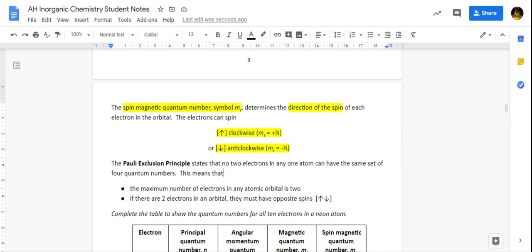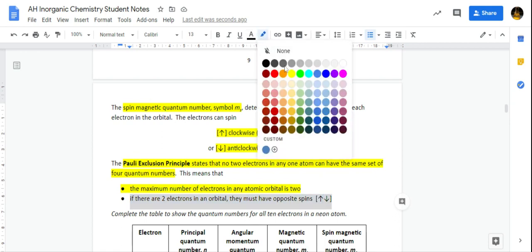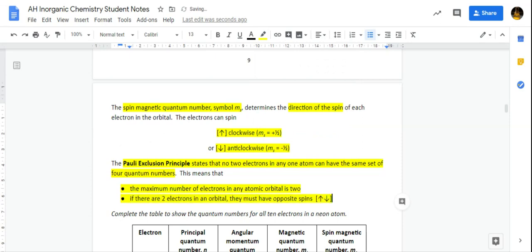Now, the Pauli exclusion principle states that no 2 electrons in any one atom can have the same set of 4 quantum numbers. That's important, and it's a commonly asked multiple choice question as well. This means that, as we've met already, the maximum number of electrons in any orbital is 2. Because this last quantum number, the spin magnetic quantum number, only has 2 values, +0.5 or -0.5. And if there are 2 electrons in an orbital, then they have to have opposite spins. So one of them must have a spin of +0.5, the other one must have a spin of -0.5.